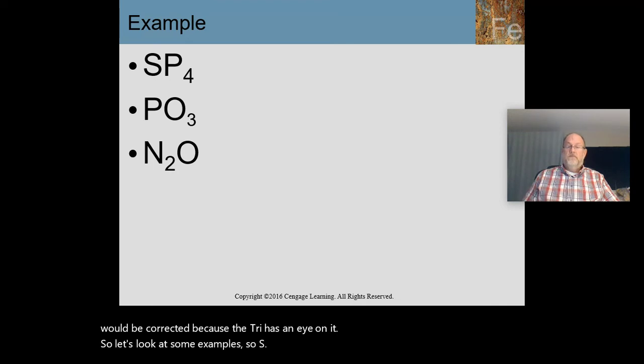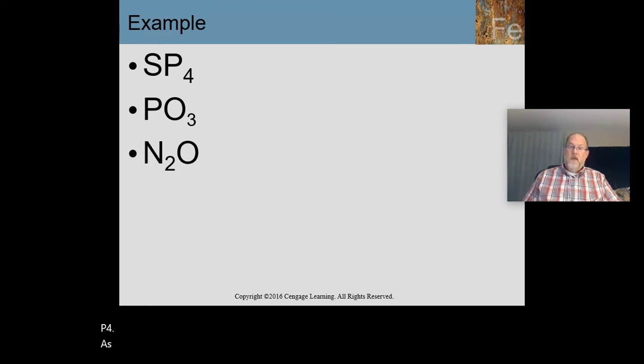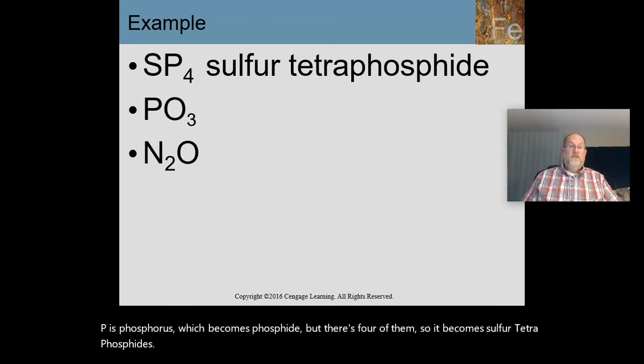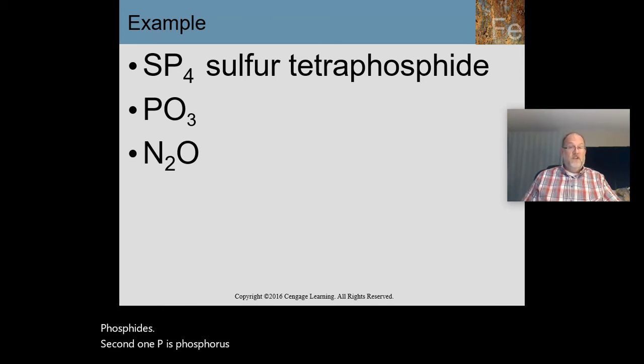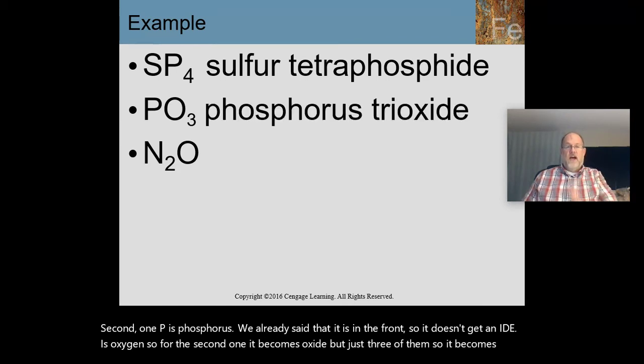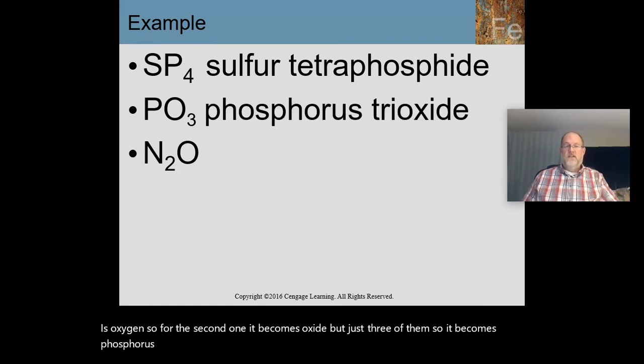SP4. S is sulfur, P is phosphorus, which becomes phosphide, but there's 4 of them, so it becomes sulfur tetraphosphide. Second one, P is phosphorus. We already said that it's in the front, so it doesn't get an IDE. O is oxygen, so for the second one, it becomes oxide, but there's 3 of them, so it becomes phosphorus trioxide. Phosphorus with 3 oxides.